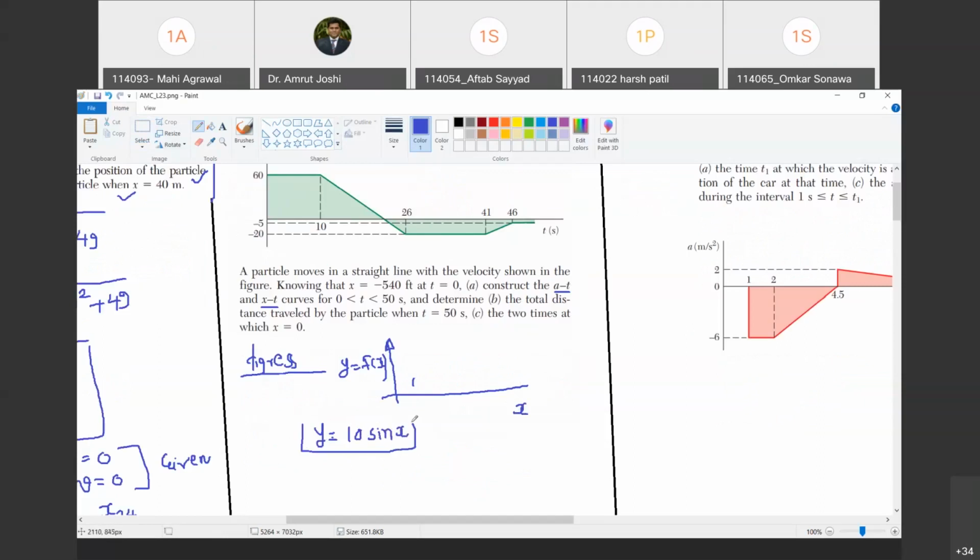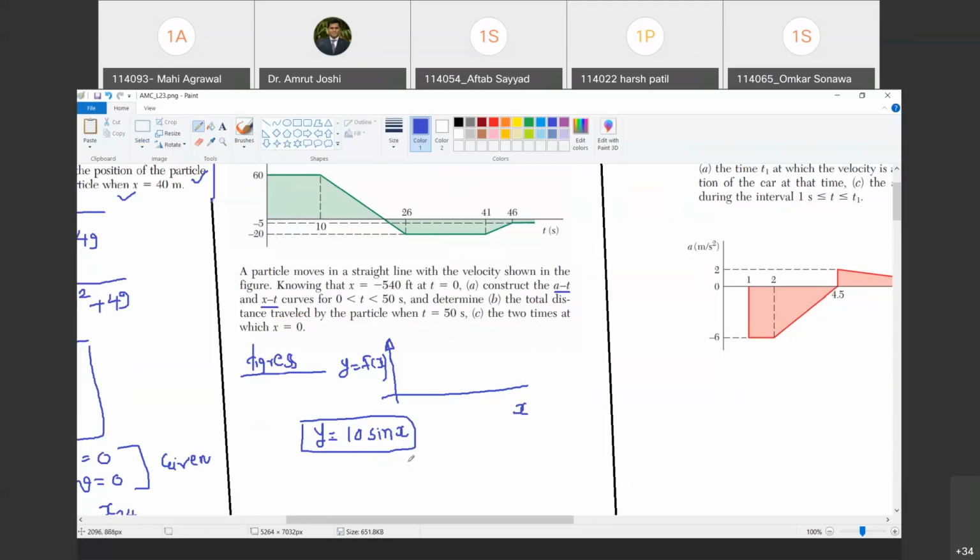Now this is a digression. This is not part of the solution, you have to understand. But this is very much essential to understand all the steps involved in the solution. Are you with me? Yes, sir. So now y is equal to 10 sine x. What is the period of this function? Tell me. What is the period of this function?